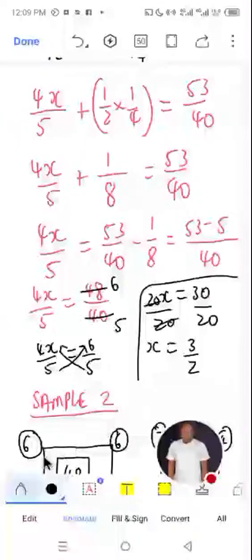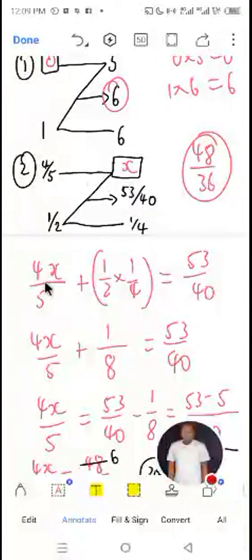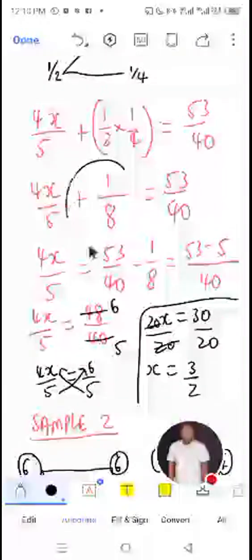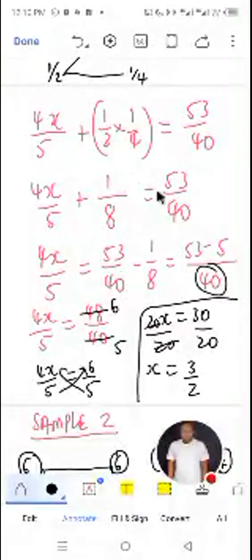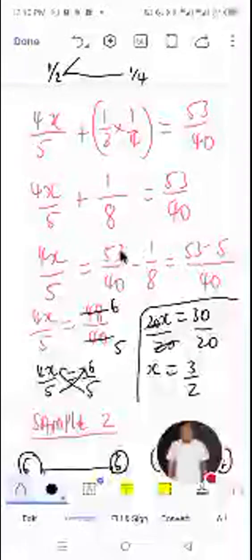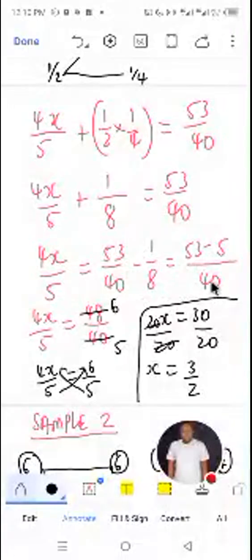Let me quickly go back again and check, to be sure that what I did is right. Like I said, you multiply the top, 4 over 5 times x, plus you multiply the base, 1 over 2 times 1 over 4. That's 1 over 8. Then we moved 1 over 8 to the right hand side, giving us this. The LCM of 40 and 8 is 40. 40 into 40 is 53, 8 into 40 is 5, 5 times 1 is 5.